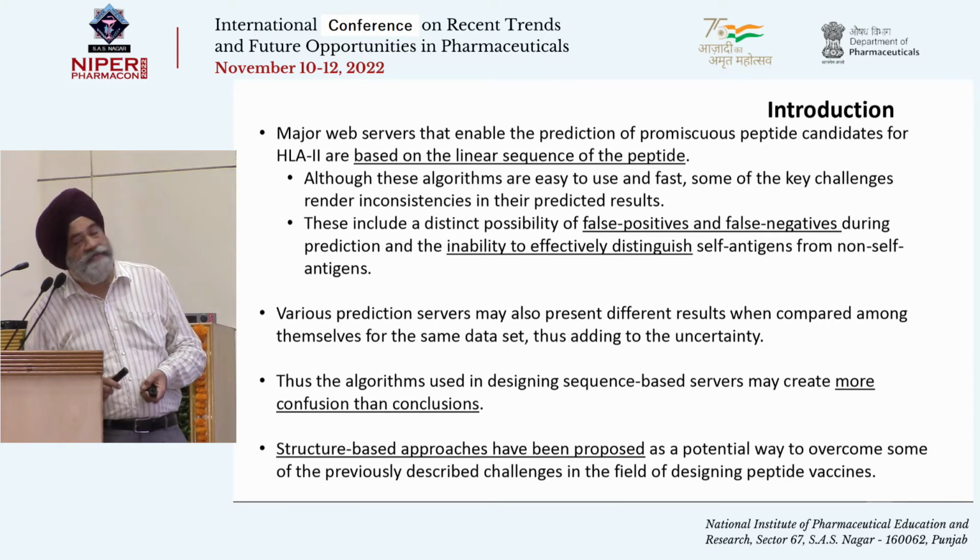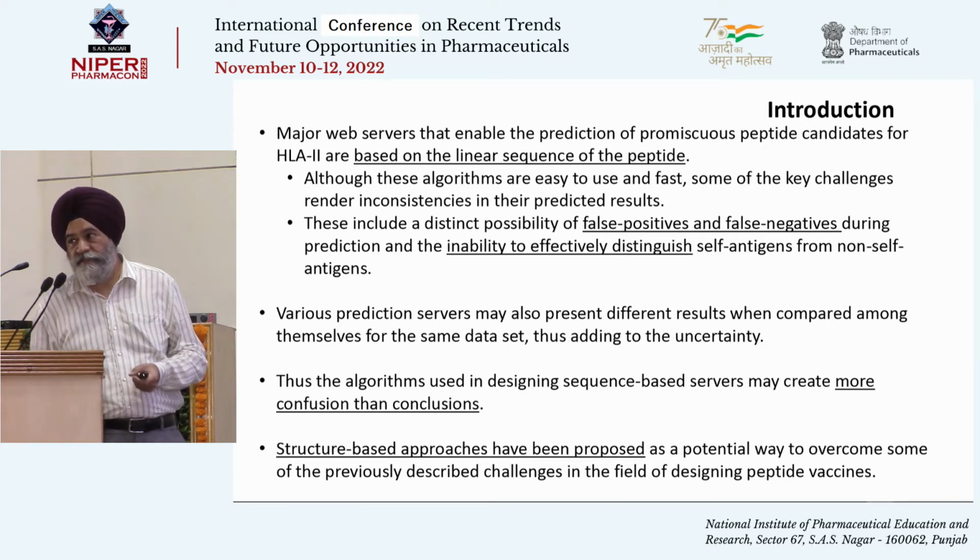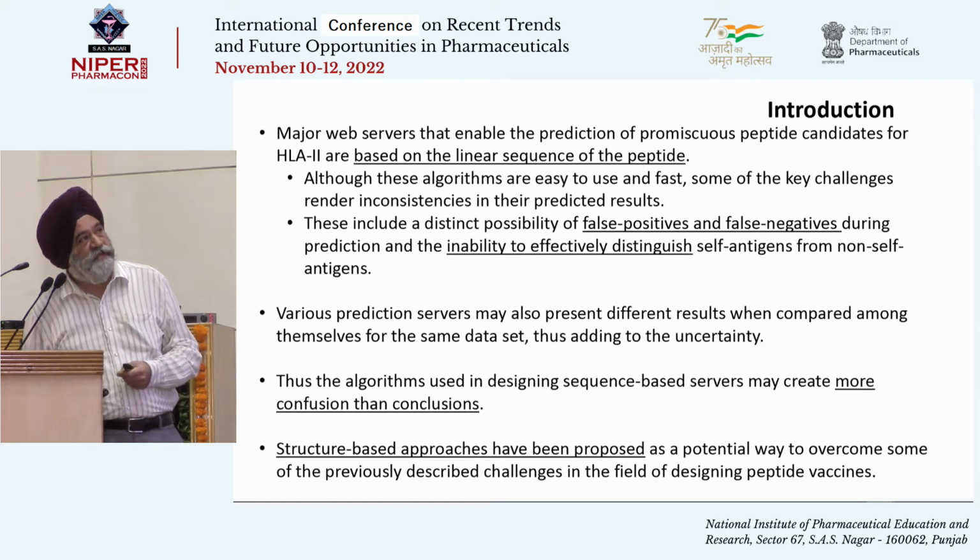There are a lot of web servers available which are sequence-based. You give the sequence, you can find out B-cell and T-cell epitopes from there. You can make a prediction. There is a paper by a group, I didn't put a reference here, but it shows that when they took a number of such proteins and went for alanine scanning, they found that the various prediction servers present different results among themselves for the same data sets. And it adds more confusion than conclusion.